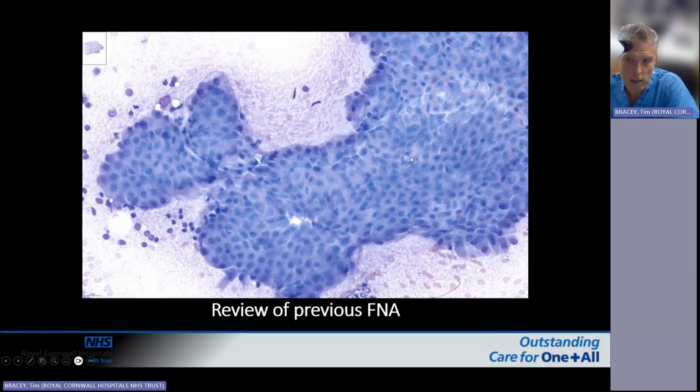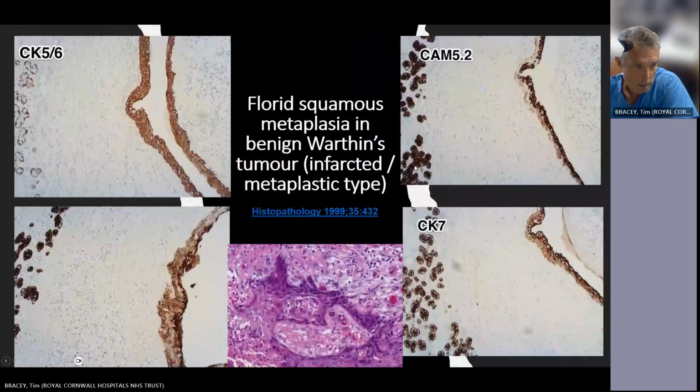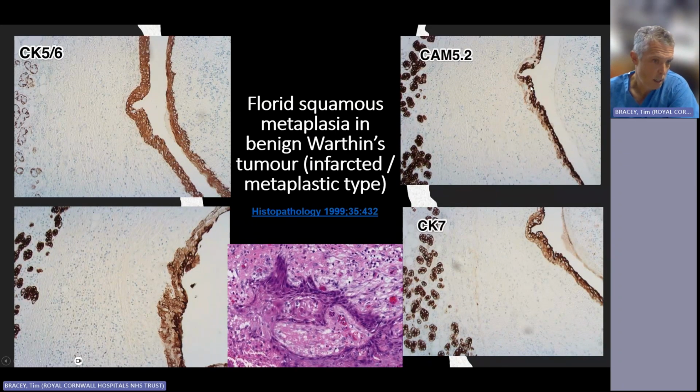So I went back to the specimen again. I put it all through and also did some immunohistochemistry. And that was actually reassuring. If you really did the low molecular weight cytokeratins, you could see that there was a dual layer there, even though you couldn't see it morphologically. The immunohistochemistry helped highlight that there was a dual layer, and this was just squamous metaplasia in a Warthin's, albeit florid. I've never seen one quite like this before. But it's the known infarcted or metaplastic type reported in histopathology.